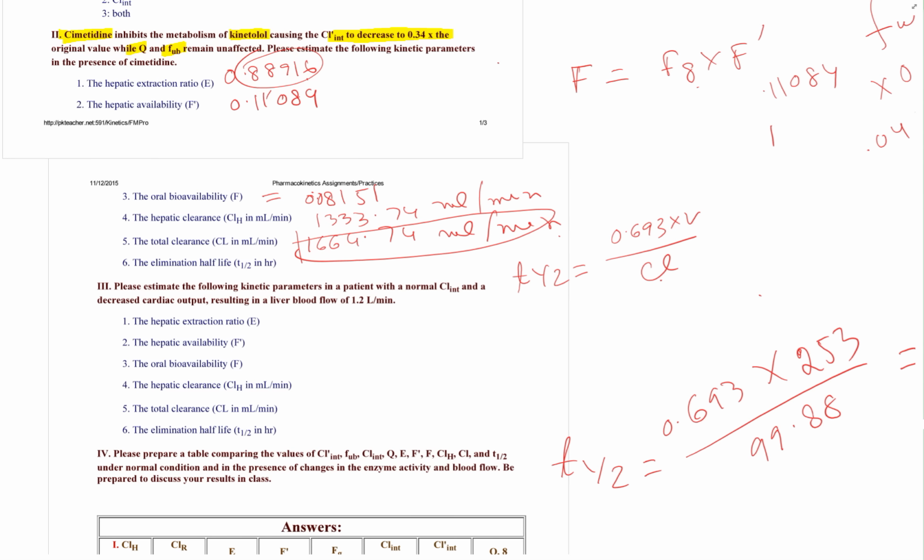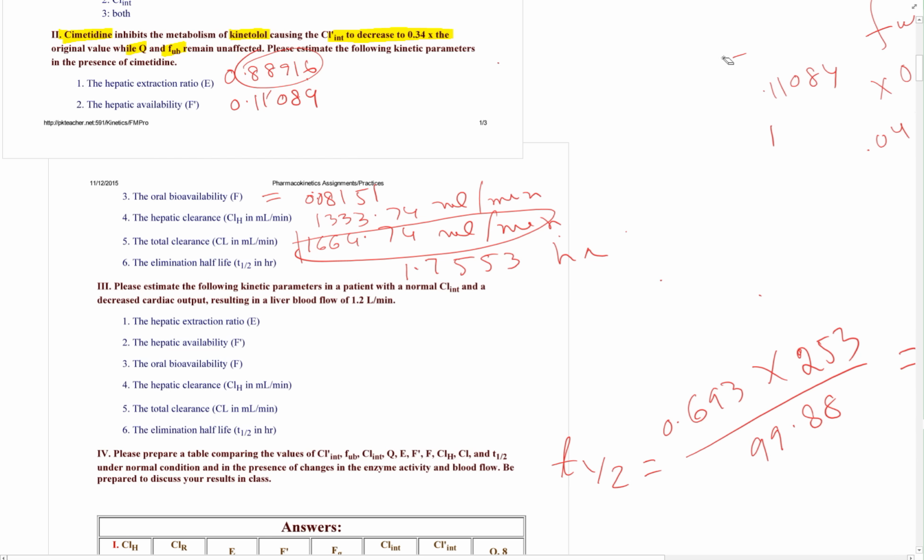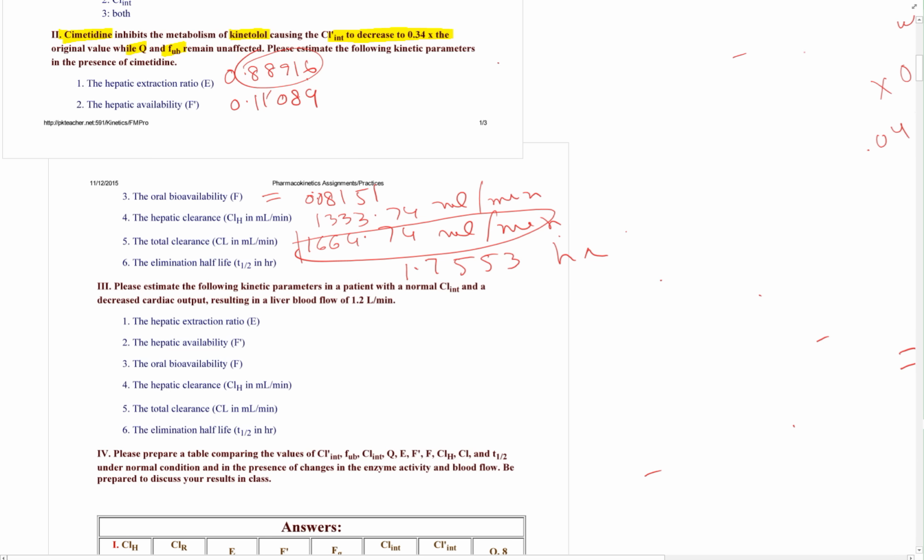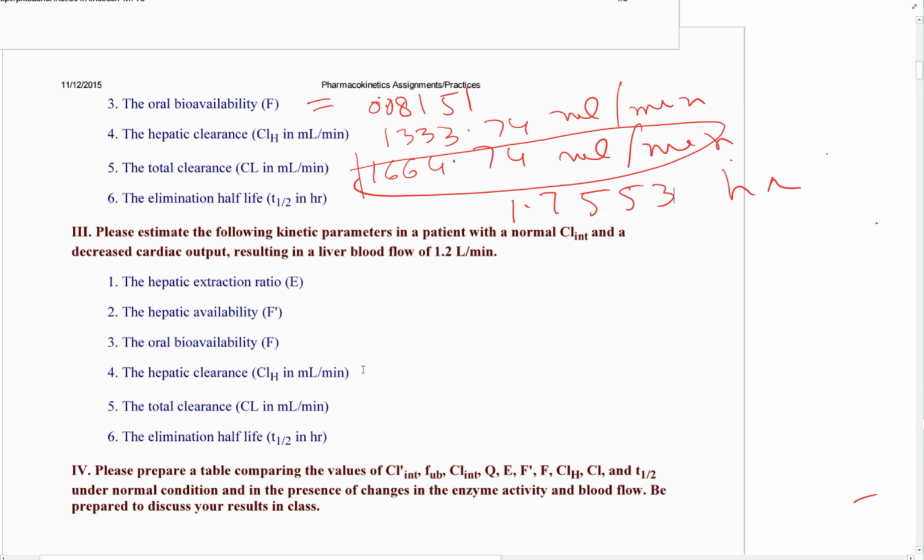So our half-life here is 1.7553 hours, and our clearance is this. These are the calculations for when intrinsic clearance decreases. Now for another situation, in the second part of this, we have normal intrinsic clearance, there is no change in intrinsic clearance. What is happening? Liver blood flow decreased.